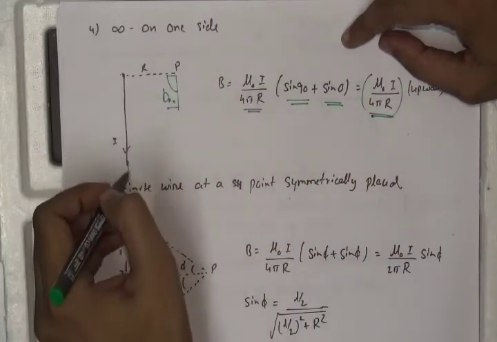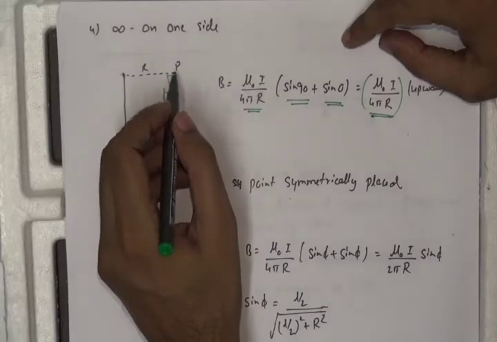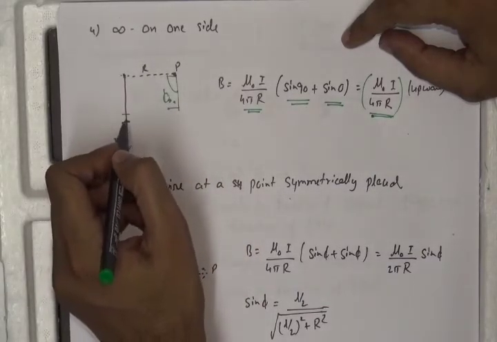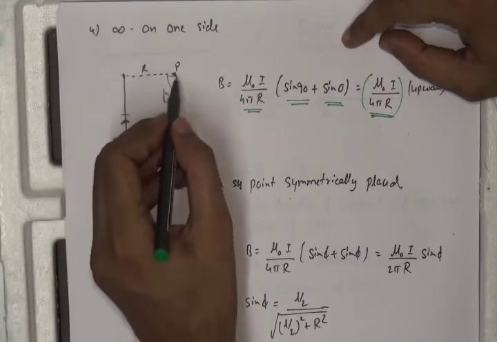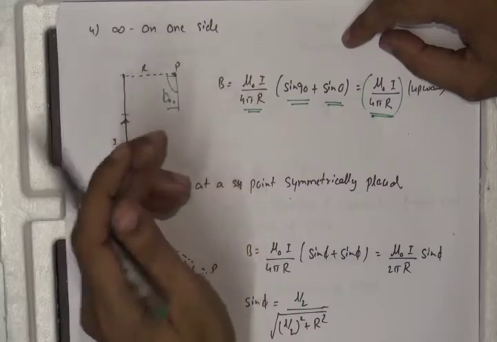And if the current is going downward, the magnetic field in this case will be perpendicularly upward. Do remember that because of every portion, the magnetic field at this point will be either perpendicularly downward or perpendicularly upward.